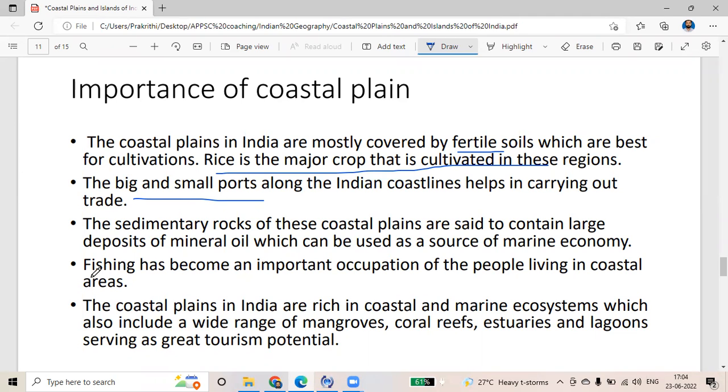Fishing: you can have fishing harvest in this coastal plain area.